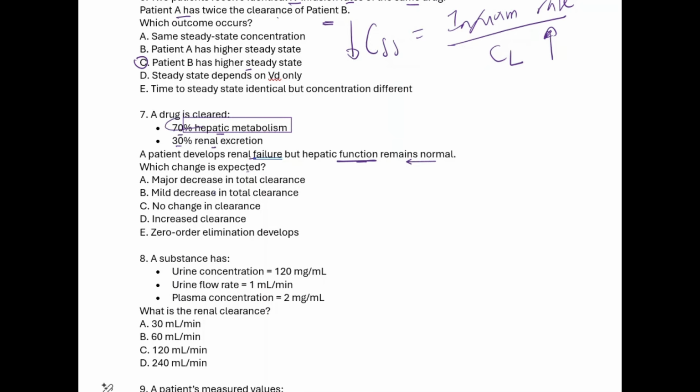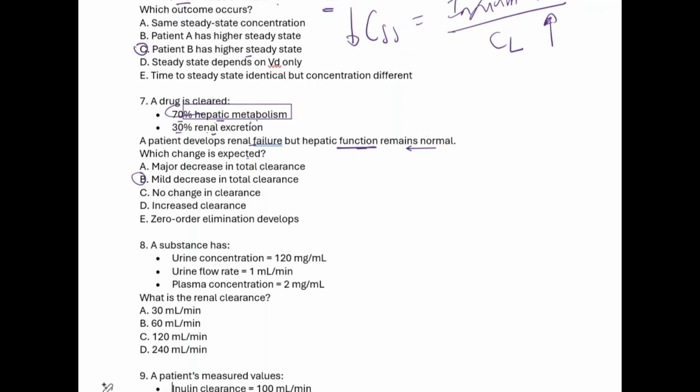So that means the best answer there is going to be what? Is going to be B. Very good, because there will only be a mild decrease in the total clearance. When you look at total clearance, it's going to be the combination of clearance by the liver and clearance by the kidney. So even though the kidney is mildly affected, the good thing about the drug is that it is mainly cleared by the liver. So that's why the clearance of that drug will be mildly affected.